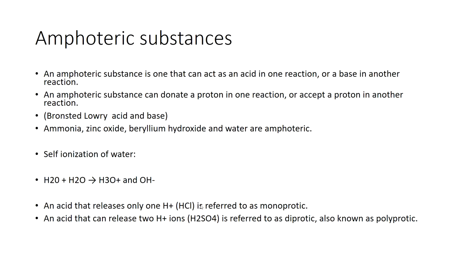This definition is given by Bronsted, because now we understand his definition of an acid and his definition of a base. Right, so the examples of amphoteric substances would be your ammonia, zinc oxide, beryllium hydroxide, and water. And then I have just explained the self-ionization of water. This you must note because it is examinable as well.